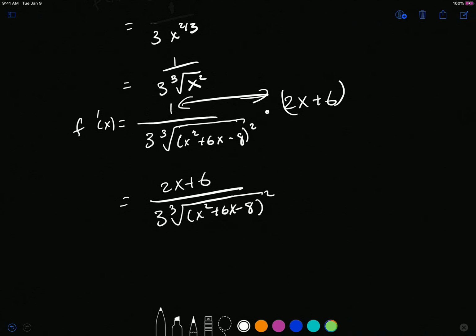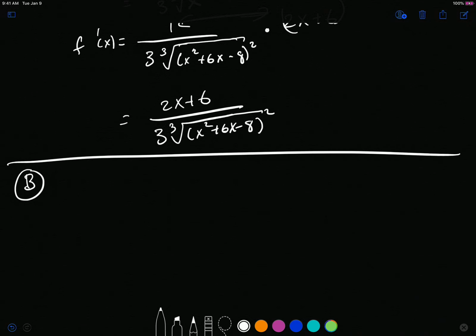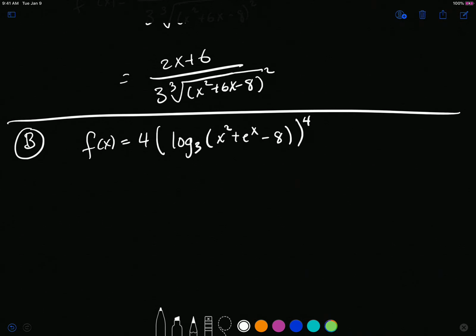We will have a bonus question right here. Question that's not there, but that's something that you definitely need to be aware of. Let's say I have a function, say f of x equals 4 times log base 3 of x squared plus e to the x minus 8, and this whole thing is being raised to the 4th power. This will end up being a double chain rule function because of my inside function being so complex. So how would that work?